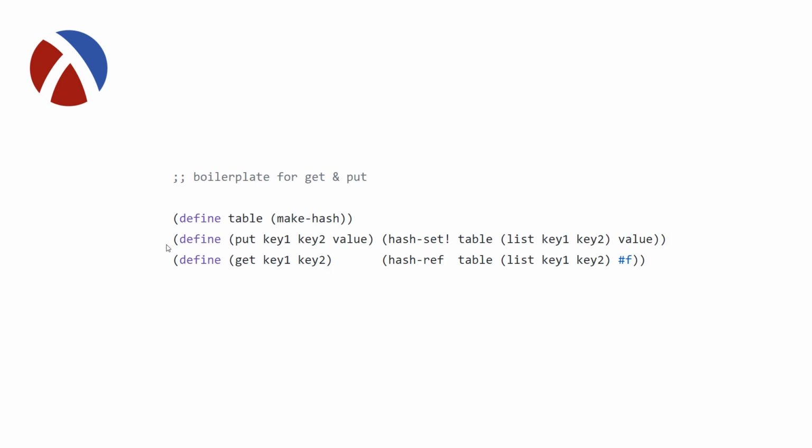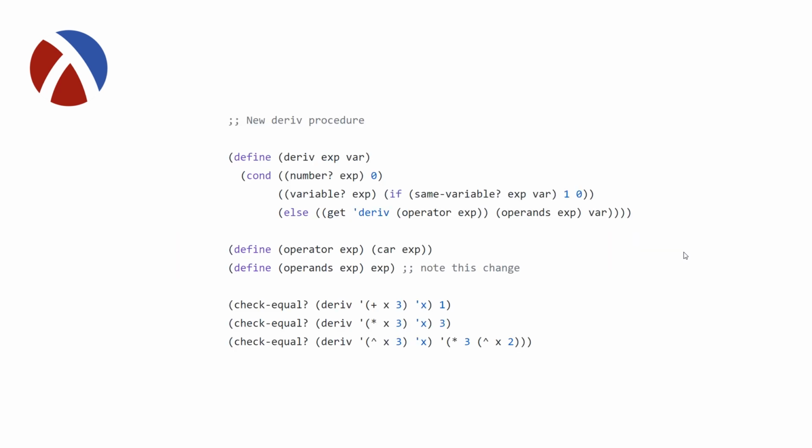And then this is the boilerplate code for get and put. We have our table, which is going to be our hash table basically, and then we have put and get, which are using the two keys to basically set up our key for our hash table, and then get and put call the respective hash set and hash ref functions or procedures in order to get this to work. And then we show our previous revamped deriv procedure that we saw before. And so this is basically old code.